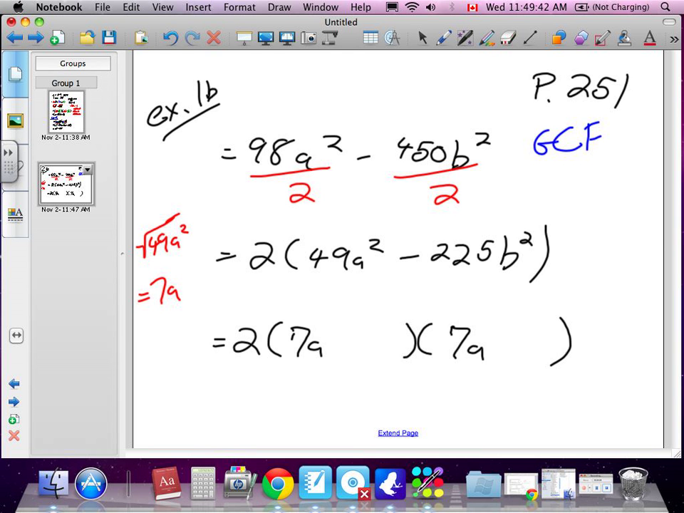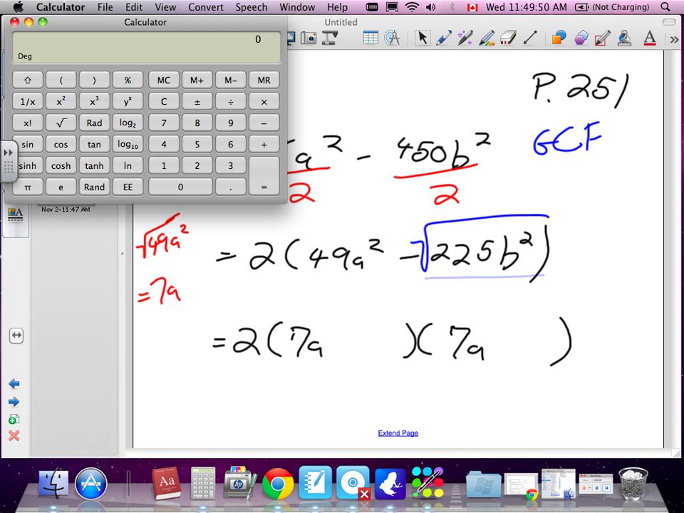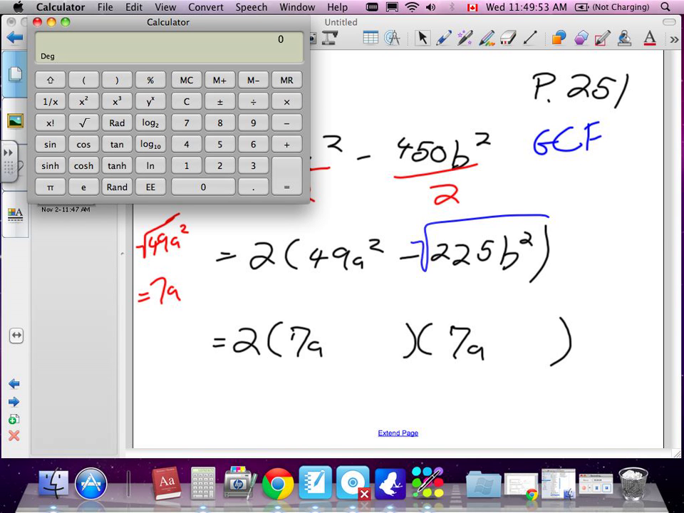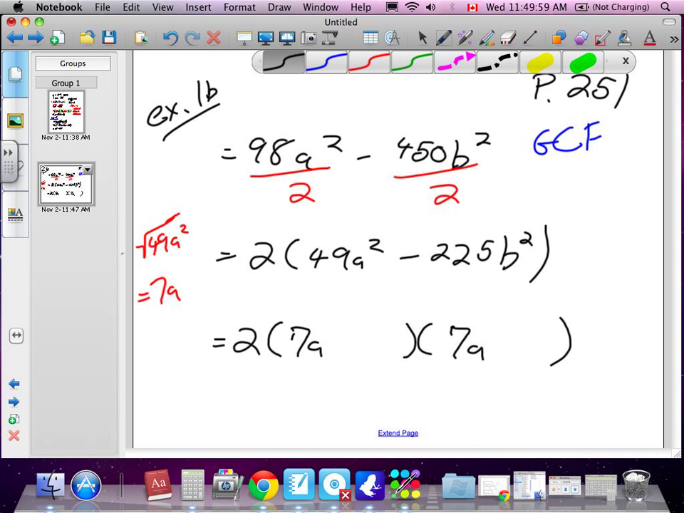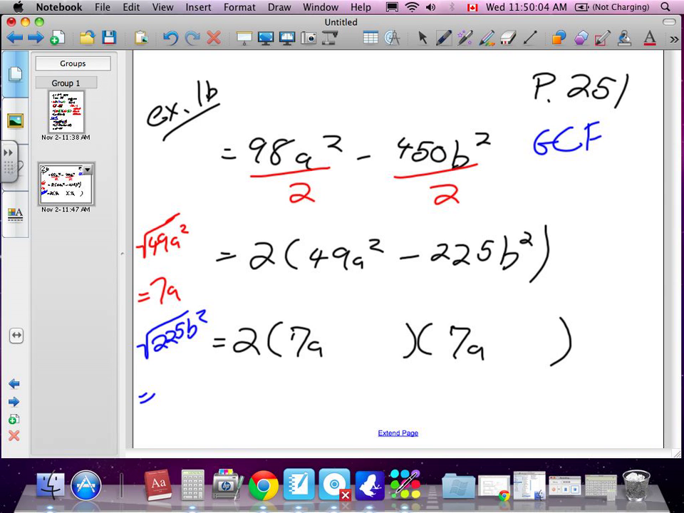225b squared. I need to see if there's a square root of this. Let's bring up a calculator. We know there's a square root of b squared. What will it be? There we go. The square root of 225 is perfect, 15. So we figured out that the square root of 225b squared is 15b. That means our second term in the bracket will be 15b, and I need to put a positive and a negative sign, so we know that the middle term will cancel itself out, and this, my friends, is your factored form.